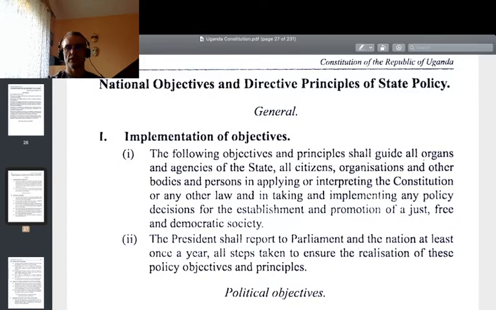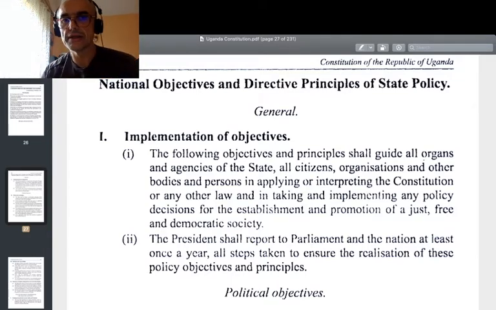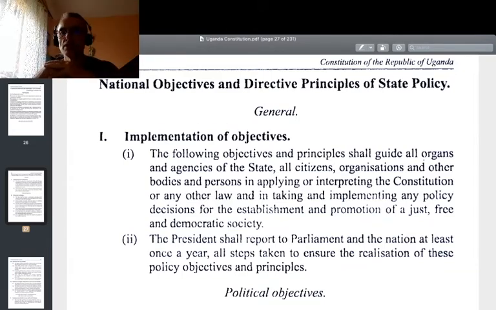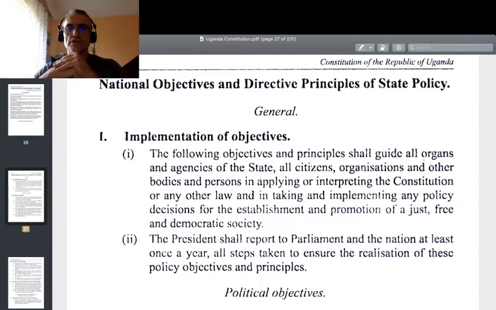Implementation of objectives. I will read it once again with a different take and I will explain to you the mental gymnastics, or the intellectual gymnastics, that we can now perform with those rules. The following objectives and principles shall guide all organs and agencies of the state, all citizens, organizations and other bodies and persons in applying or interpreting the Constitution or any other law and in taking and implementing any policy decisions for the establishment and promotion of a just, free and democratic society.